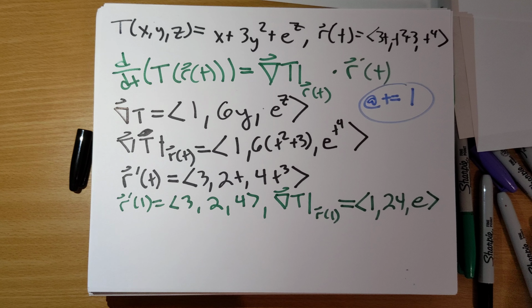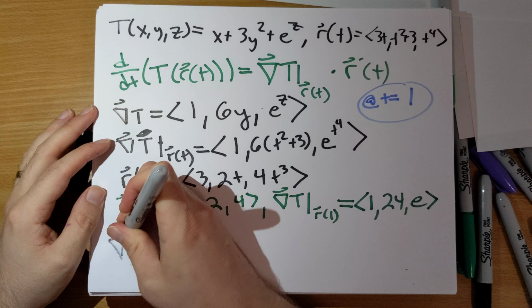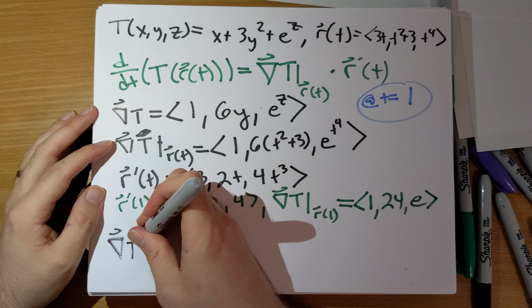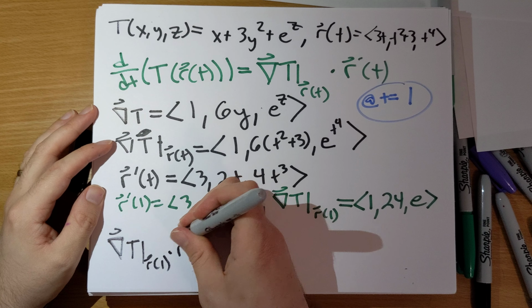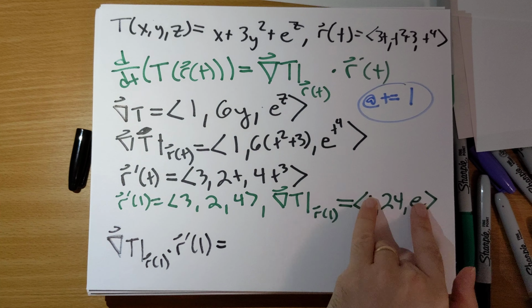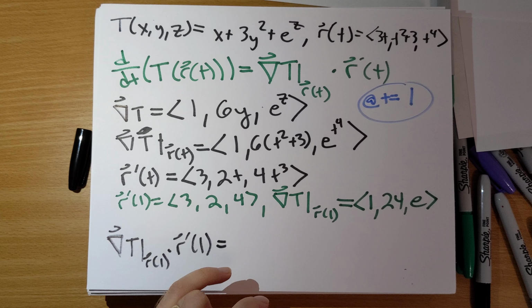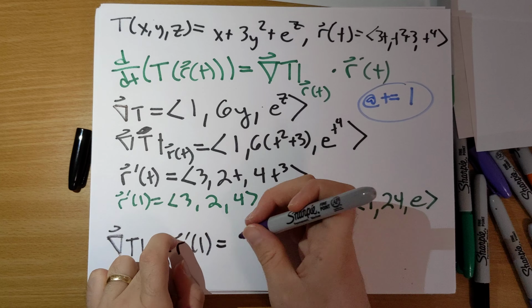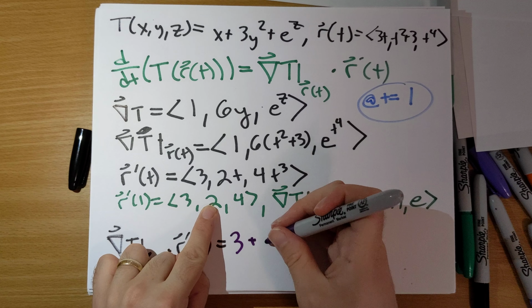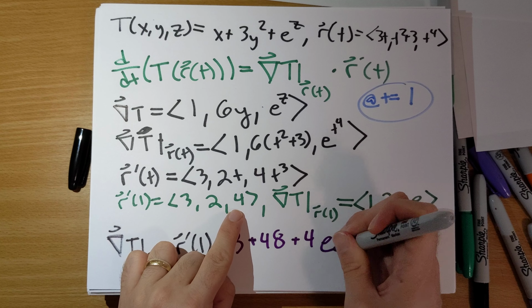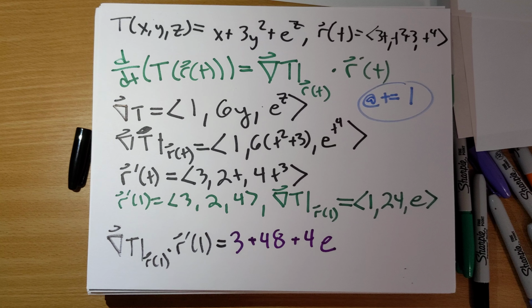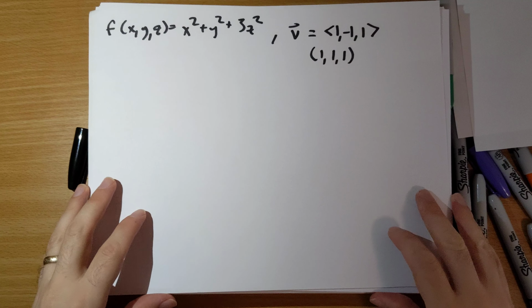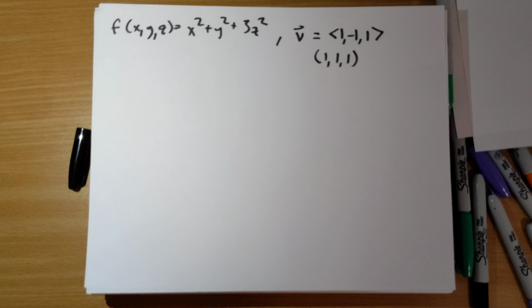And so all we have left to do is to compute the gradient of T at r of 1 dot product r prime of 1, and that's going to be this dot this. And so this gives us 1 times 3 is 3, plus 24 times 2 is 48, plus 4e. So this one is a relatively straightforward application of the chain rule for paths. But let's do another relatively straightforward one, problem 28, from the same section of the book.